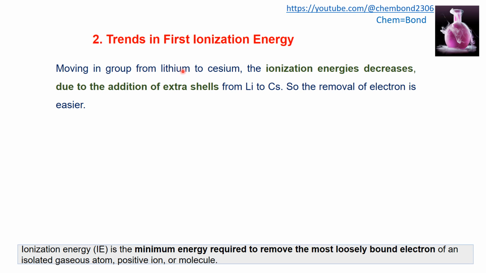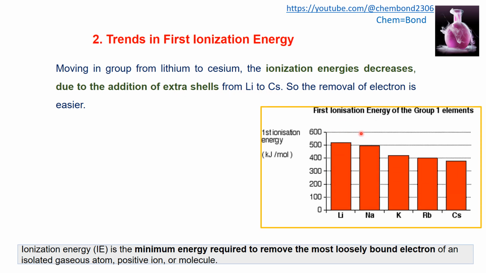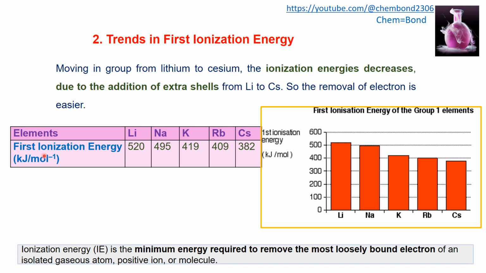So moving down the group from lithium to cesium, the ionization energy decreases due to the addition of extra shells. So the removal of an electron will be easier for cesium as compared to lithium. Their values are also reported in the table in units of kilojoules per mole. 520 kilojoules per mole for lithium. Sodium will have 495. 419 for potassium. Rubidium will have 409 kilojoules per mole, while 382 kilojoules per mole is for cesium.